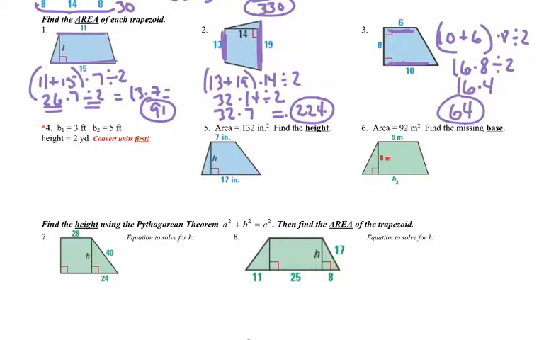As always, we'll have a harder one where it's got units we have to convert. So 2 yards is the same thing as 6 feet. So 3 plus 5, base plus base, times height divided by 2. Or 8 times 6 divided by 2, which is 24 feet squared.